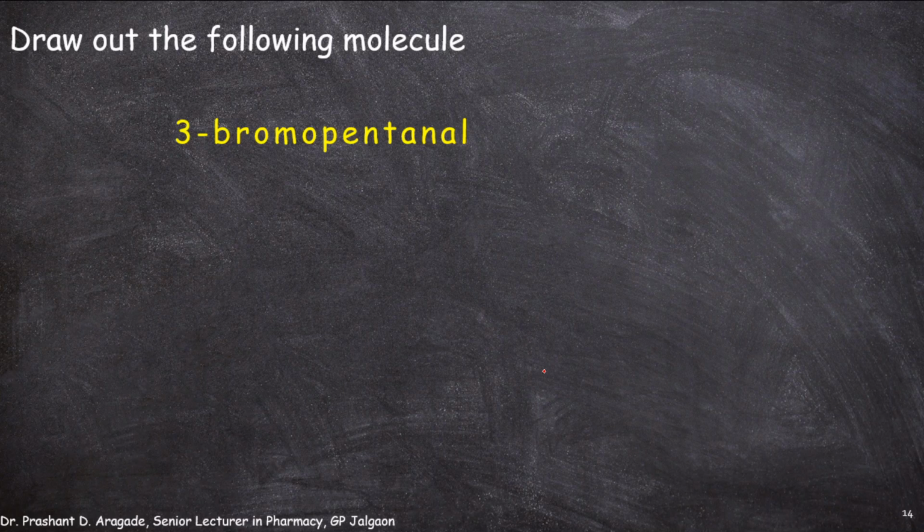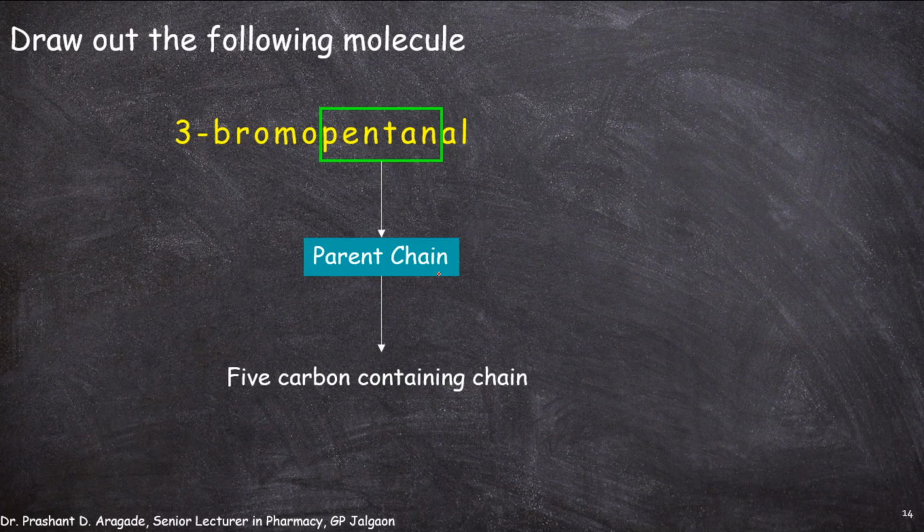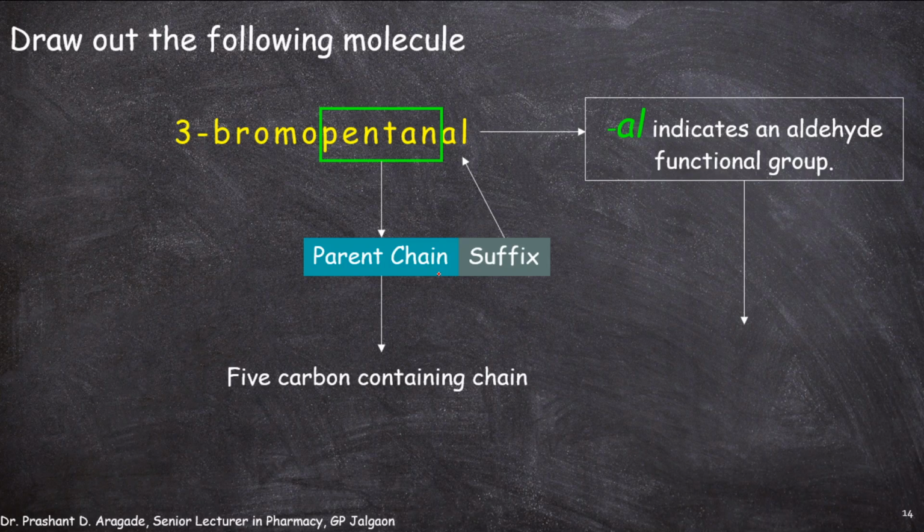So just apply the IUPAC nomenclature rules to draw the following molecule. The molecule is 3-bromopentanal. Always think about the parent chain. So the parent chain is pentane, meaning it contains 5 carbon atoms. Then try to find the suffix. So the suffix is al, which is used to indicate the aldehyde functional group, that is CHO.